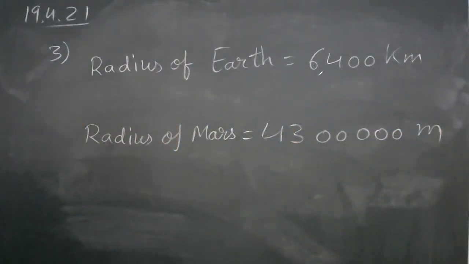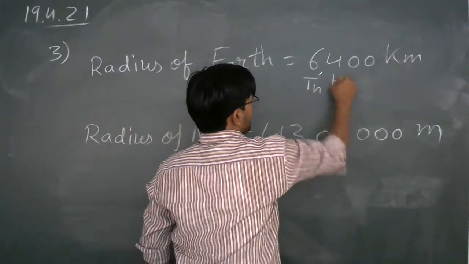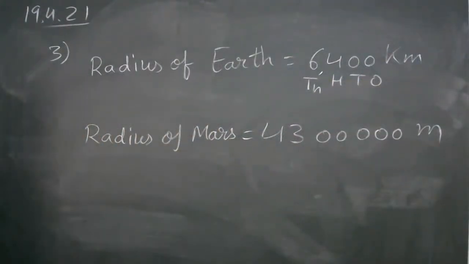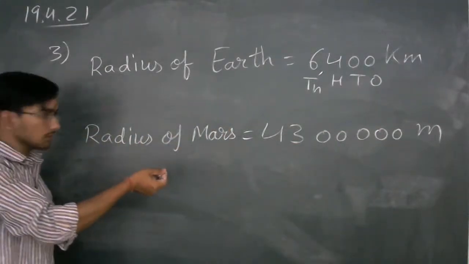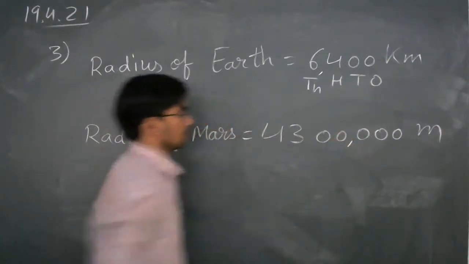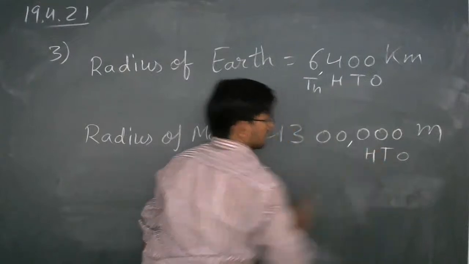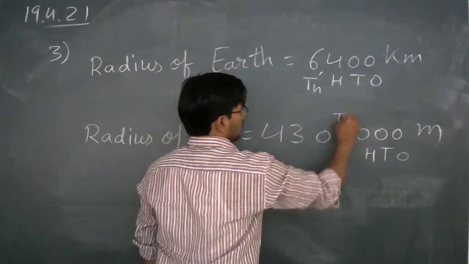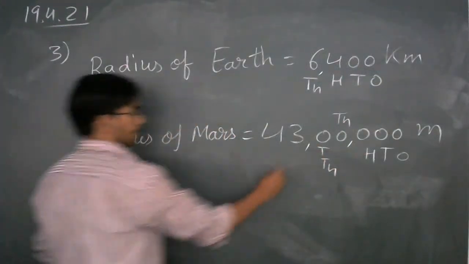Okay. 64,000. No Akruti, it's 6,400. For the radius of Earth, I just want to put comma. As per the Indian system, where should the first comma come? After 3 places. Now 1,000, 10,000. Here we have comma.